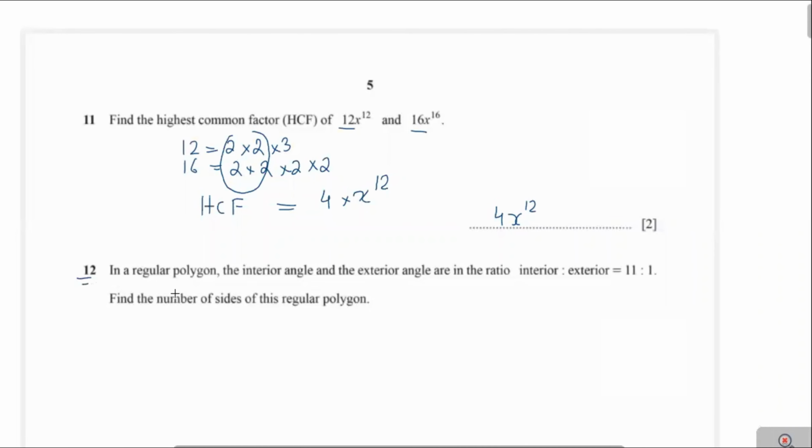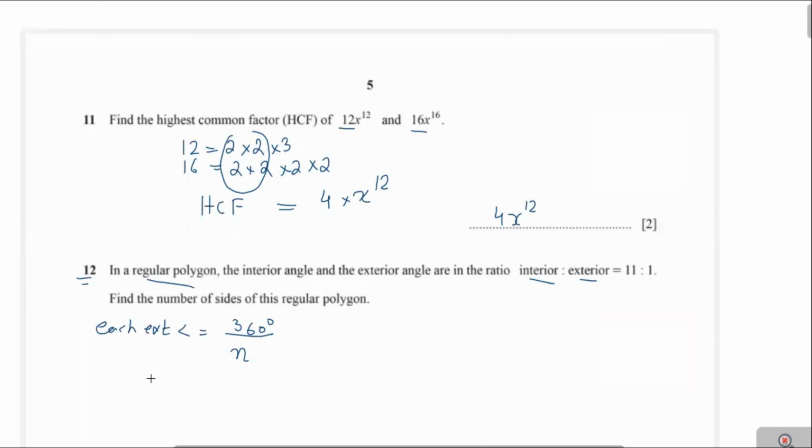Next question, 12. In a regular polygon, the interior angle and exterior angle are in the ratio, interior to exterior, 11:1. Find the number of sides of this regular polygon. You know each exterior angle is equal to 360 divided by the number of sides of the regular polygon.